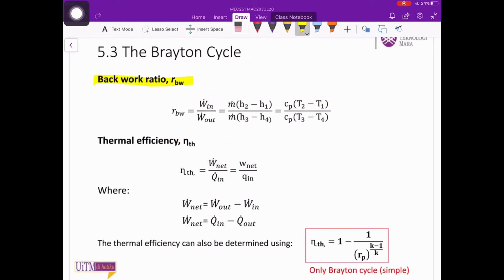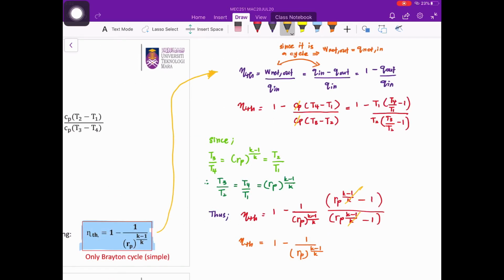We can also determine the back work ratio, RBW, which is the ratio between the work consumed by the compressor over the work produced by the turbine. In order to determine the thermal efficiency, we divide the net power output by the heat transfer input. Only for the simple Brayton cycle, we can use this equation to determine the thermal efficiency. This is the derivation for this equation for your perusal.